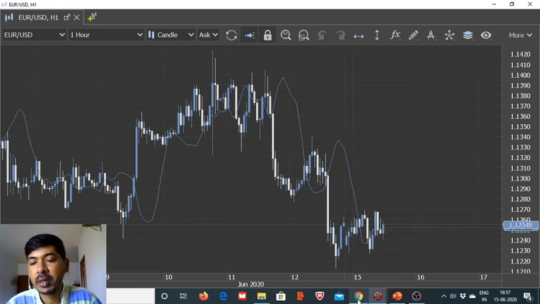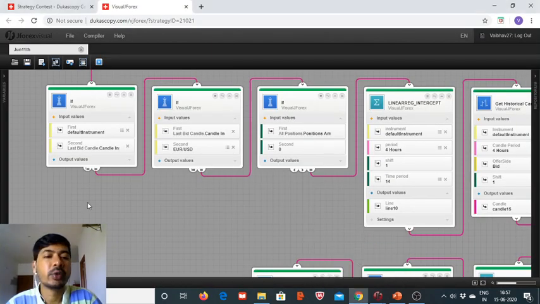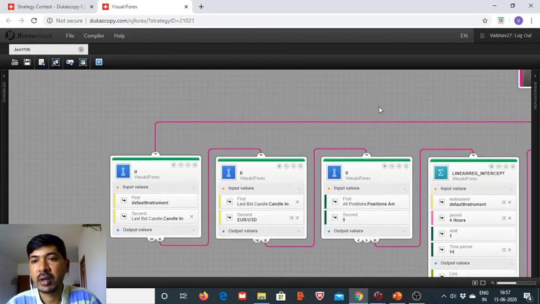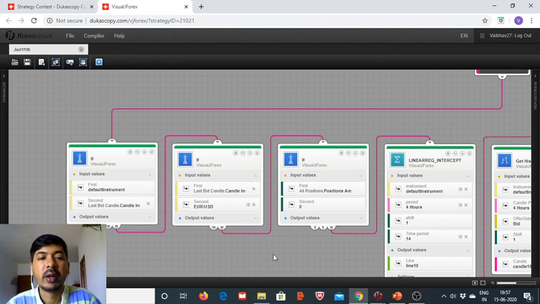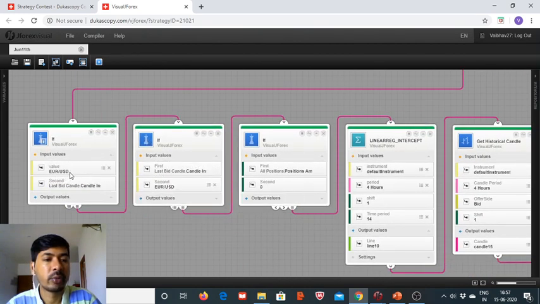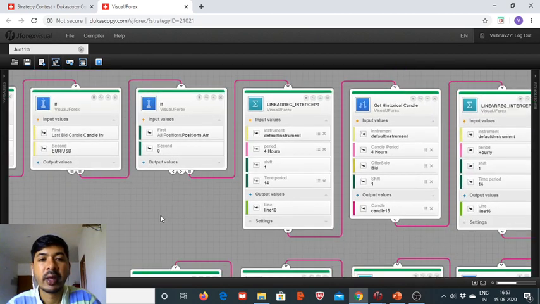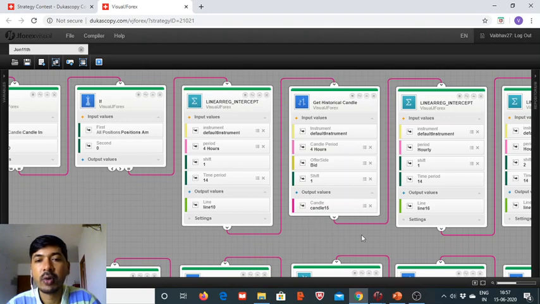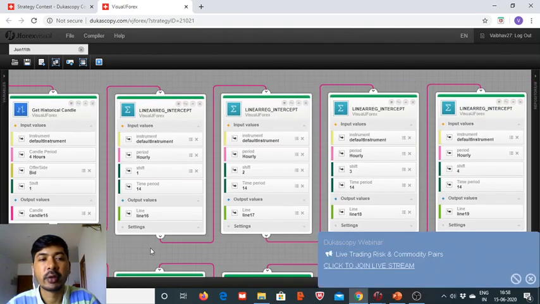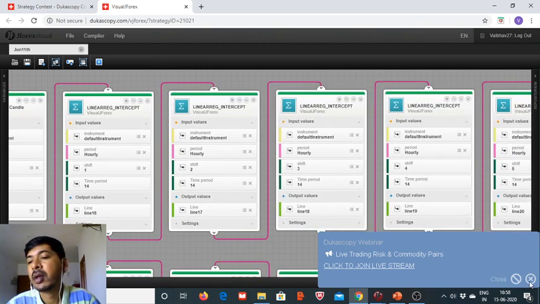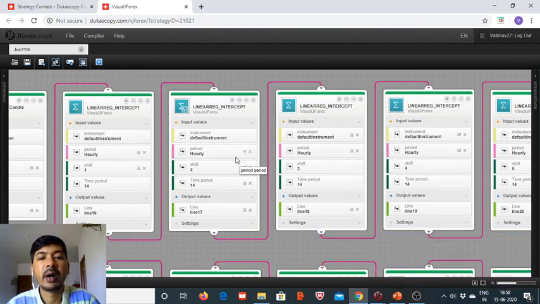Now we head back to the Visual J Forex platform to see what we have done so far. We are working with the start point of on candle, and then we got this candle setup, instrument subscription done. The default instrument is EURUSD, and then the position amount has been defined at 0. We got the linear regression intercept on the 4 hourly time frame. We got the 4 hourly candles data, the historical candle, and then we got the linear regression intercept on the hourly time frame with look back period ranging from 1 to 5.